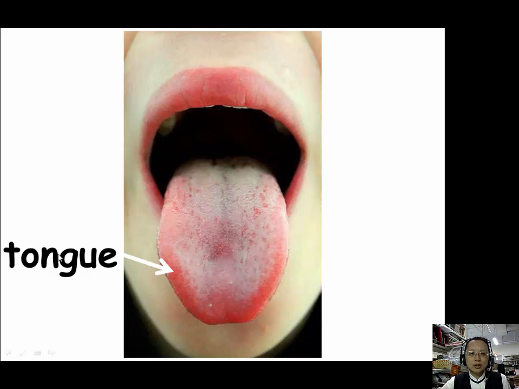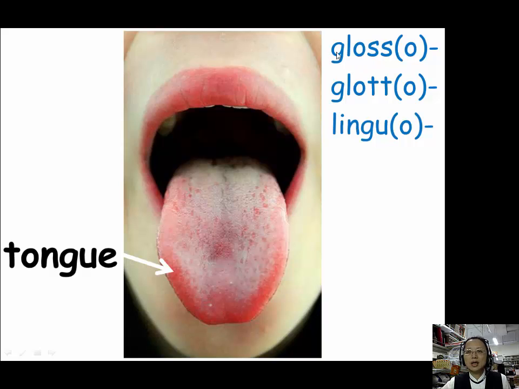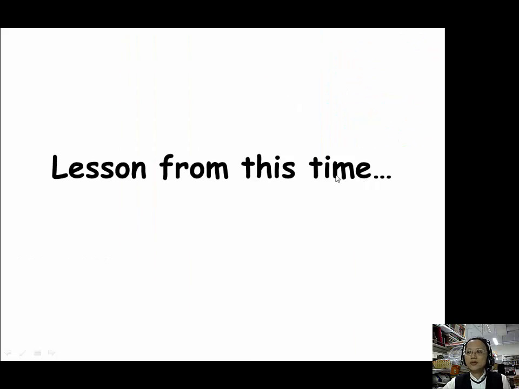Let's review what we just learned. When we talk about tongue, we use three prefixes: glosso, G-L-O-S-S-O, glotto, G-L-O-T-T-O, and linguo, L-I-N-G-U-O. We have finished the second part of lesson 9. Now let's review what we learned in this part.